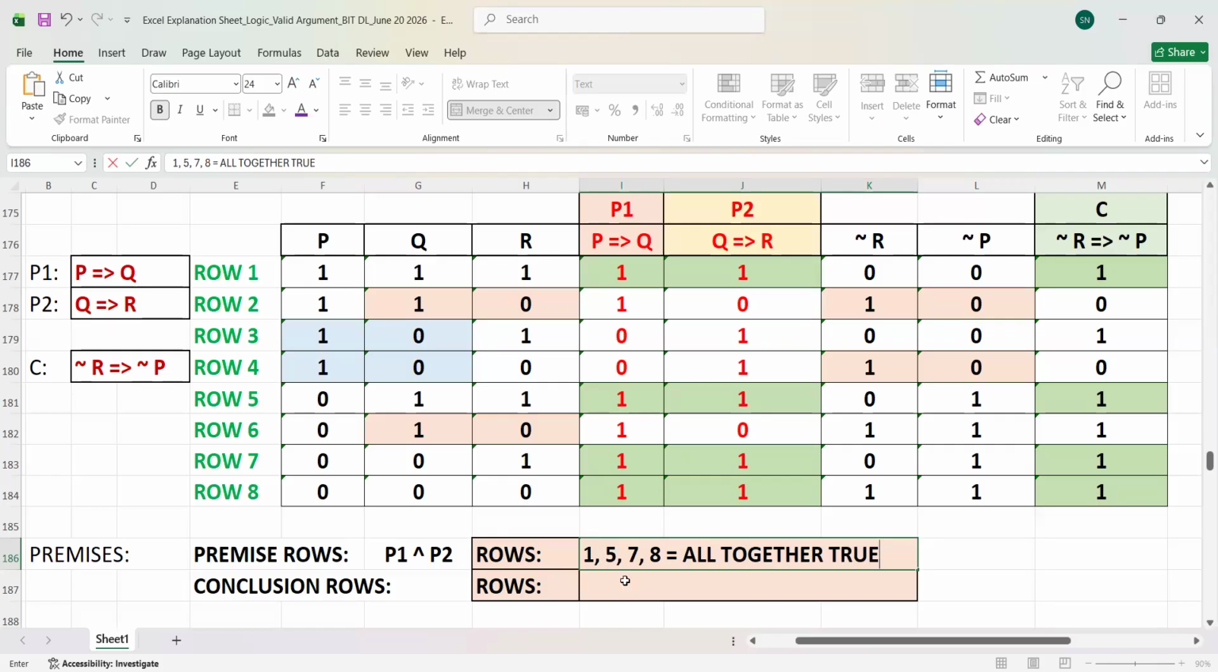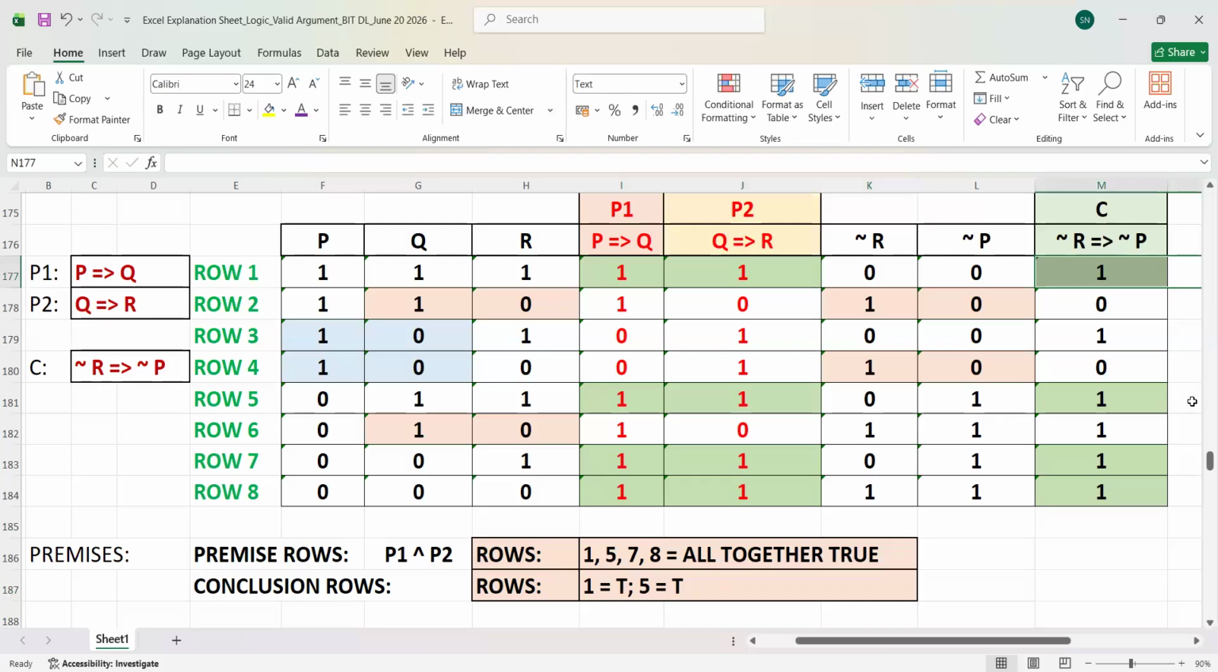Now all you need to do is go to the conclusion, the last column, and pick each of the values you got in premise 1 and premise 2. So take them one by one. You take row 1 and go and check row 1 for the conclusion. If you are answering this in an exam, you do exactly as I'm showing. You ask yourself, is row 1 true? If it is true, then you go to the next one. Is row 5 true? You see row 1, I've highlighted it in green.